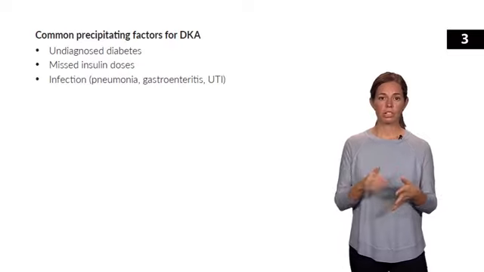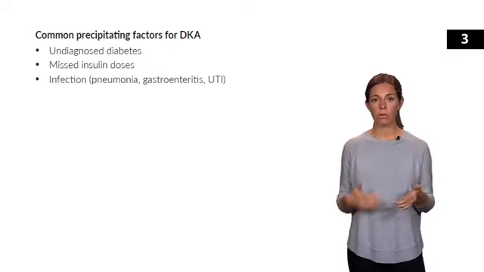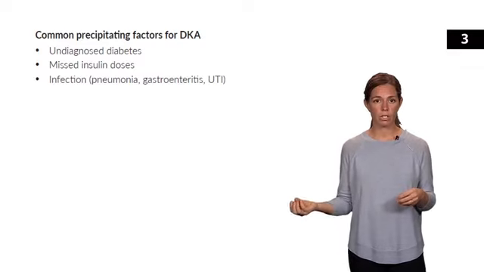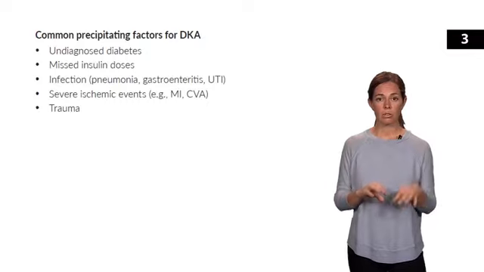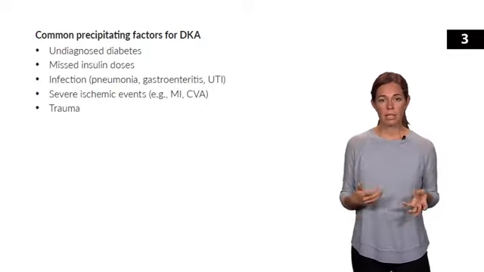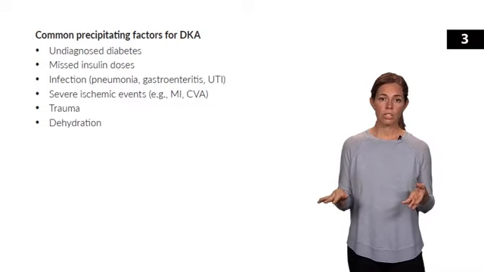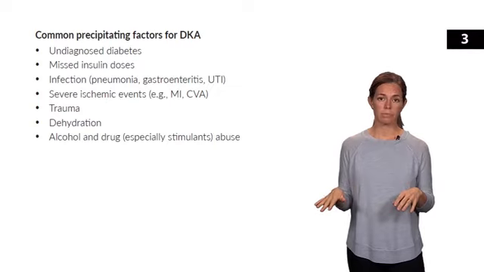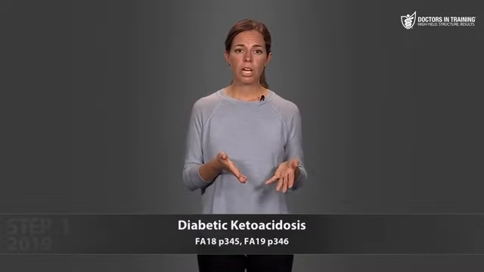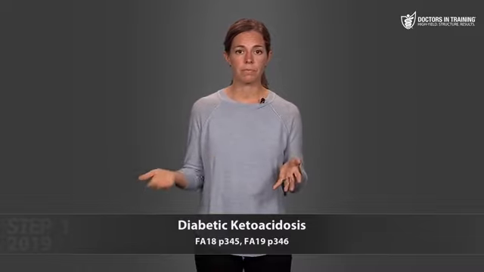So infections such as pneumonia, gastroenteritis, sometimes relatively mild things like strep throat, a UTI, or an upper respiratory infection. Then severe ischemic events like a stroke or a heart attack, and trauma. Again, this stresses the body and that increases catecholamines and glucagon and so on. And then dehydration can contribute, and alcohol or drug use could do it, particularly cocaine. Then precipitating factors for HHS are similar with respect to missing medications or physiologic stresses.